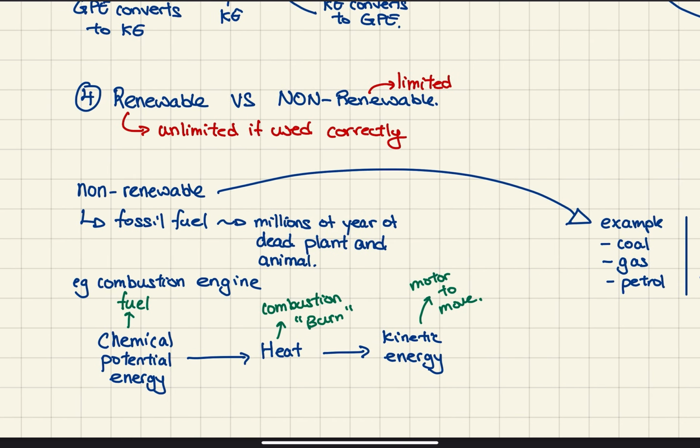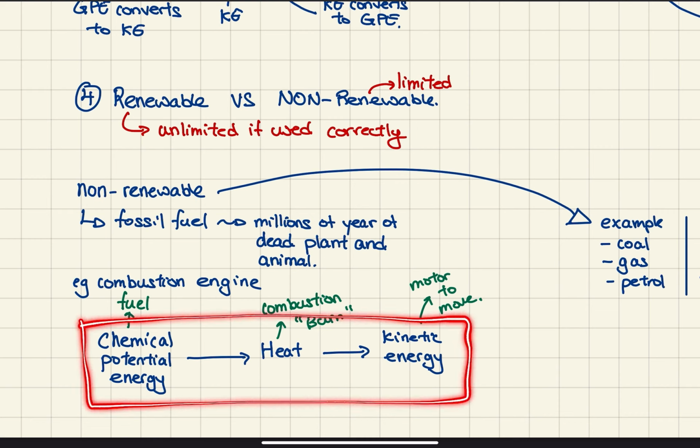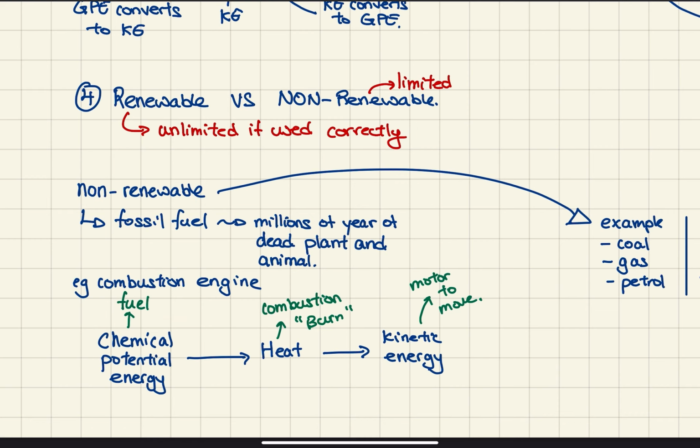An example of how we use non-renewable energy, which is our fossil fuel, is through the combustion engine. The fuel contains chemical potential energy. It is then burned, but the proper term is combustion. I'm burning it with oxygen. It produces heat energy. This heat energy is then used to heat up gases to force them to move, causing the motor to move. So the energy conversion is chemical potential energy converted to heat, converted to kinetic energy.